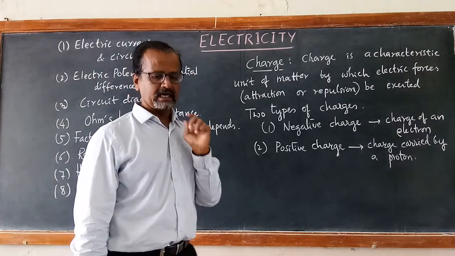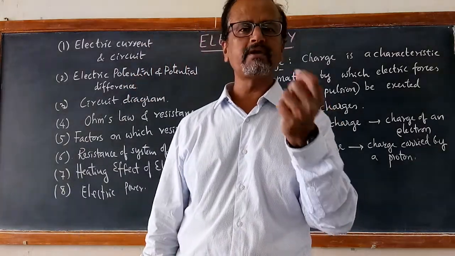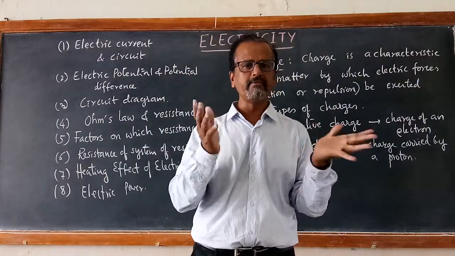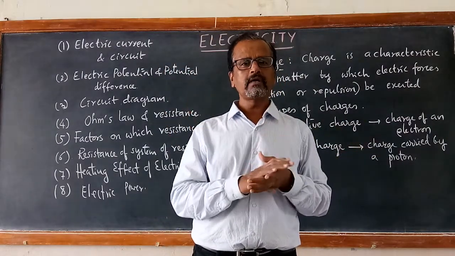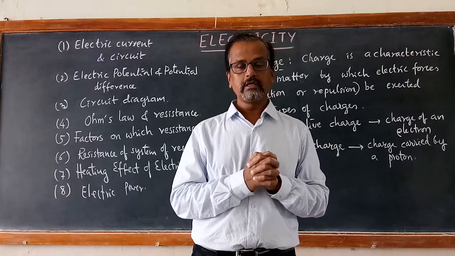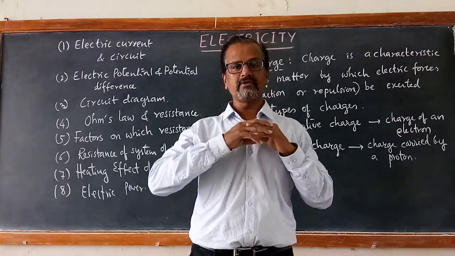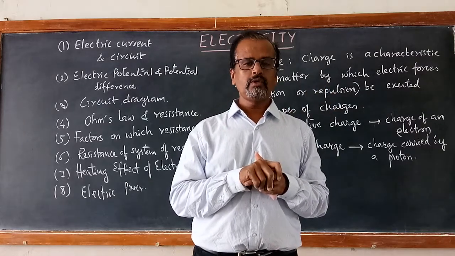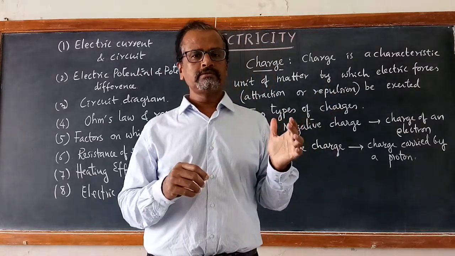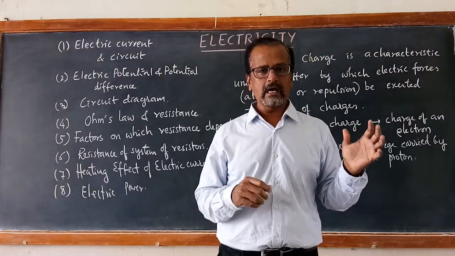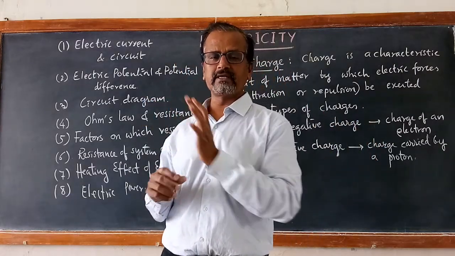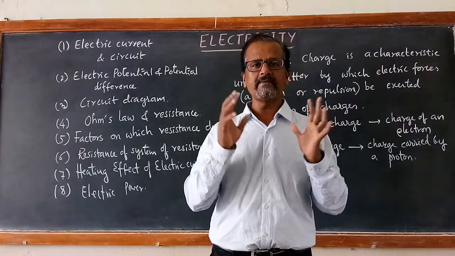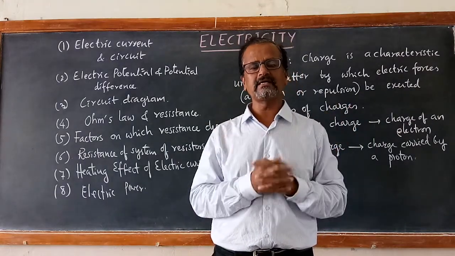Now basically, a conductor, it may be copper, iron rod, or aluminum, any good conductor like silver, gold, will consist of a large number of charges. When these charges are allowed to flow in one particular direction, then we say that there is current being established in that conductor.